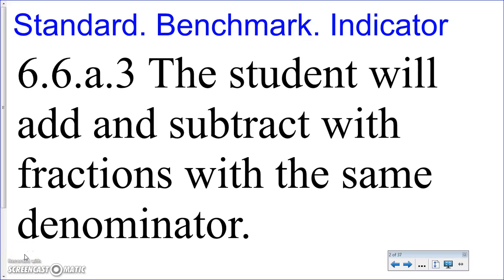Today we will begin adding and subtracting fractions. Please copy down the standard benchmark indicator on a clean page in your math notebook. The student will add and subtract with fractions with the same denominator.